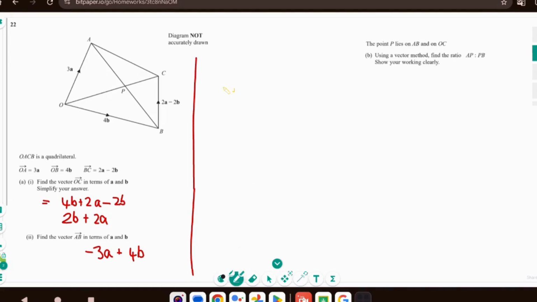Now, I always try and find A to P in two different ways. This is my preferred method. We can see A to P is part way along A to B. It's a fraction of the way along that line, isn't it? So we can write A to P is a fraction of the way along. I'm going to use a letter Y to represent part way along the line of A to B, which we found out in the previous question, minus 3A plus 4B.